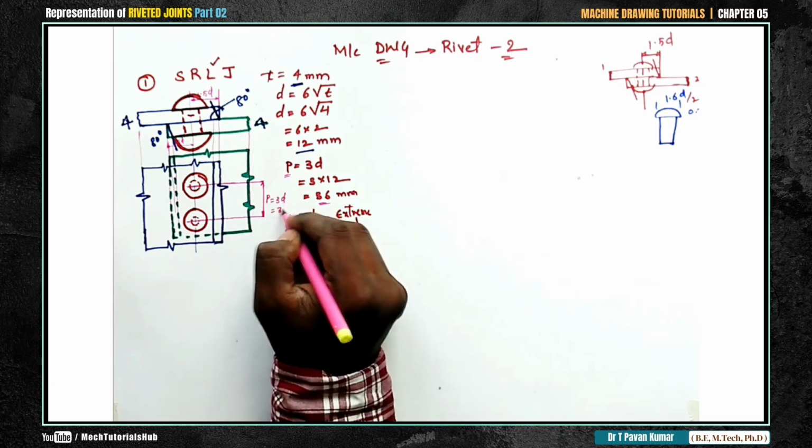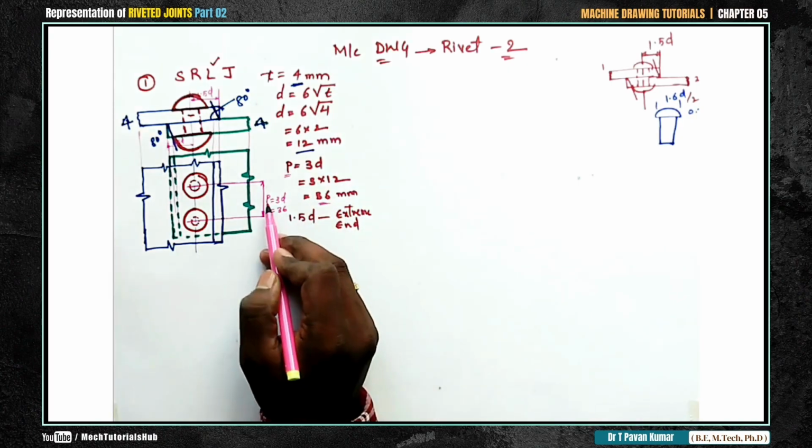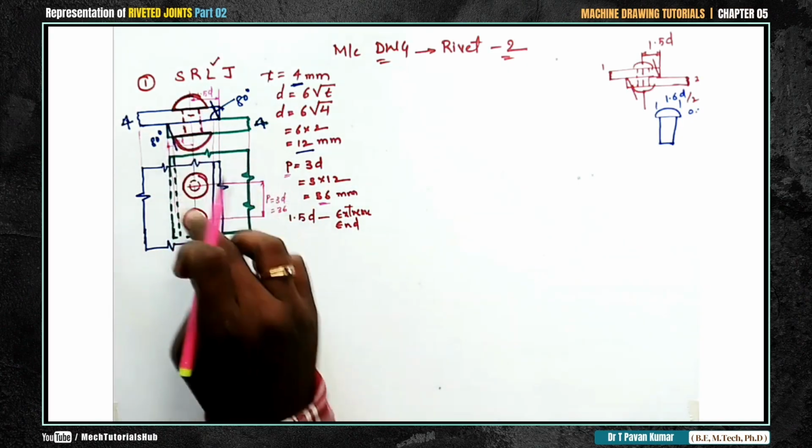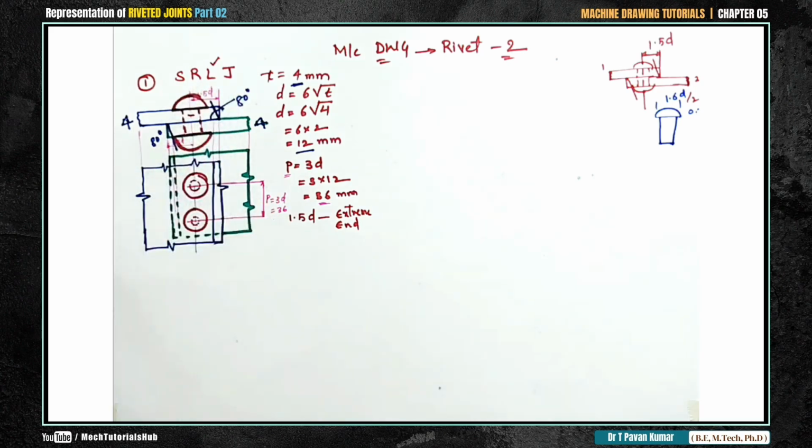3D, that is equal to 36. No need to draw all these things. When you draw in your calculation, only specify P, that is enough. Okay, front view, top view, this is how we will represent. What is that? Single riveted lap joint. Now straight away I'll go a bit faster this time.